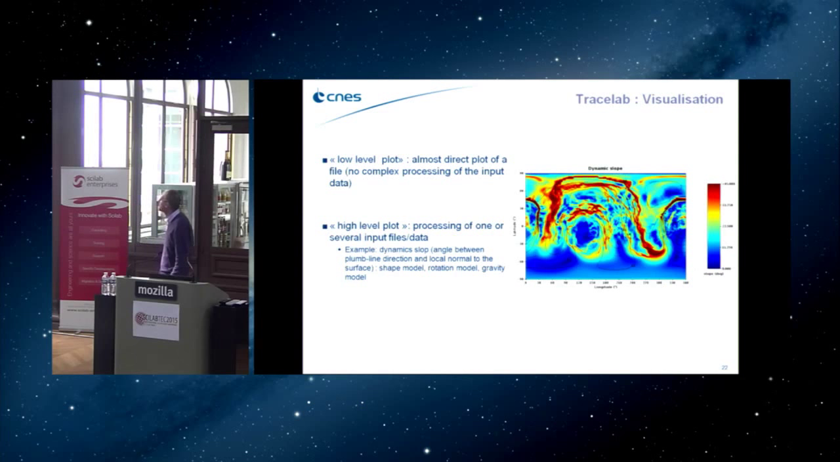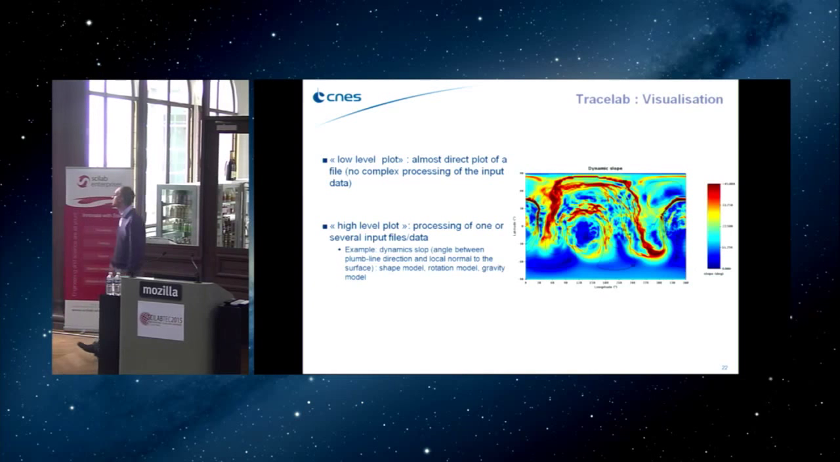So for the visualization, we have two kinds of plots. The low-level plot, where more or less you just take a file and make a visualization of the content of the file with really a minimum of processing. And we have high-level plots where you process several input files and you do some computation before doing a visualization.